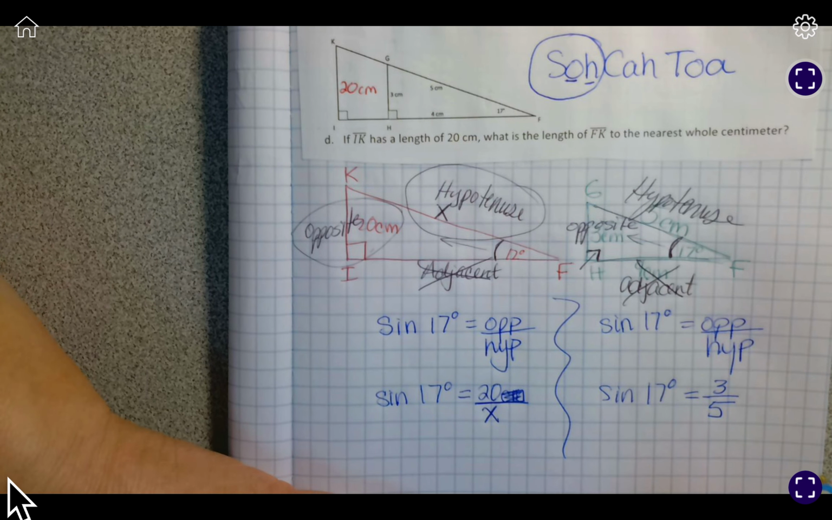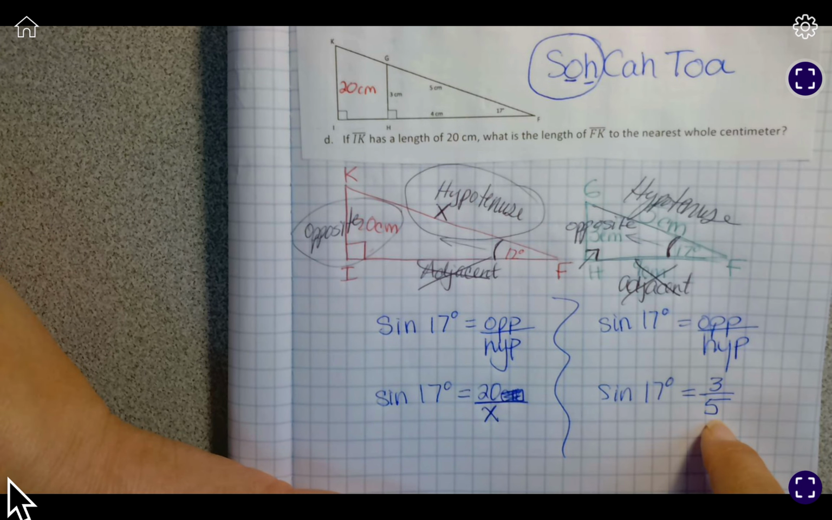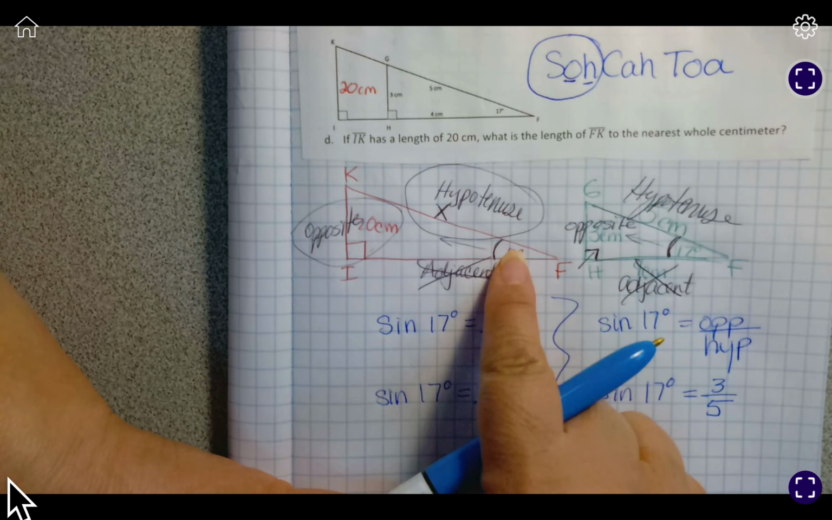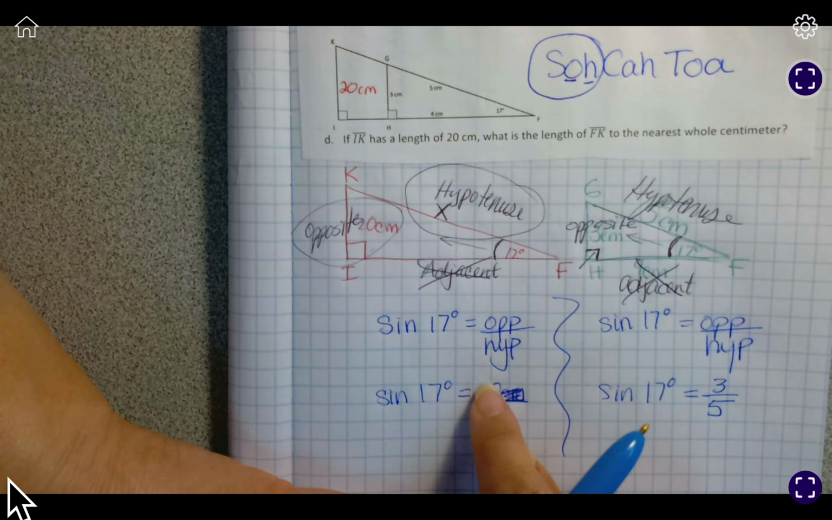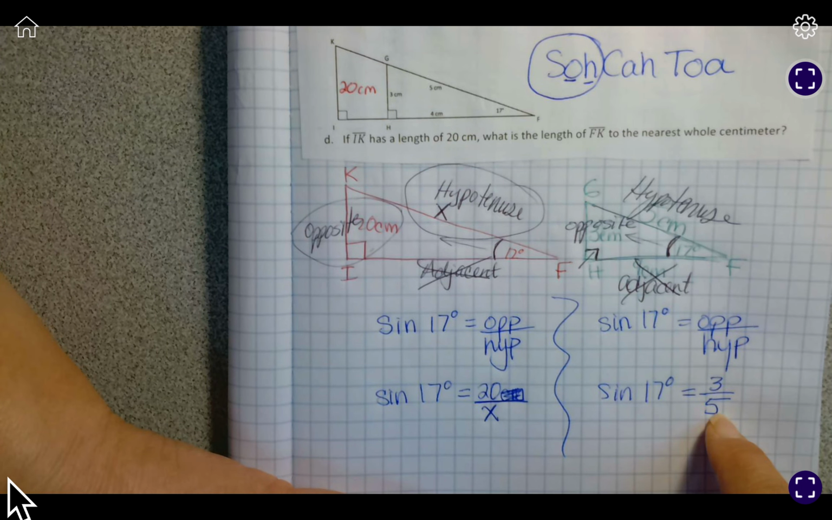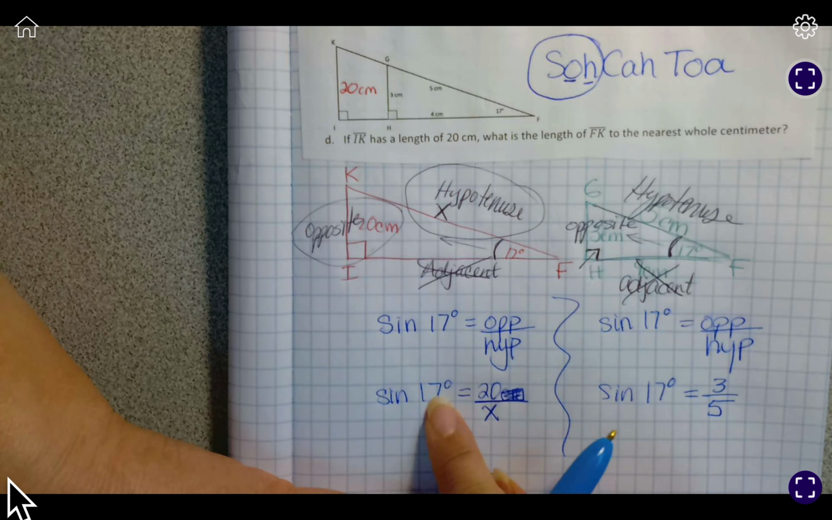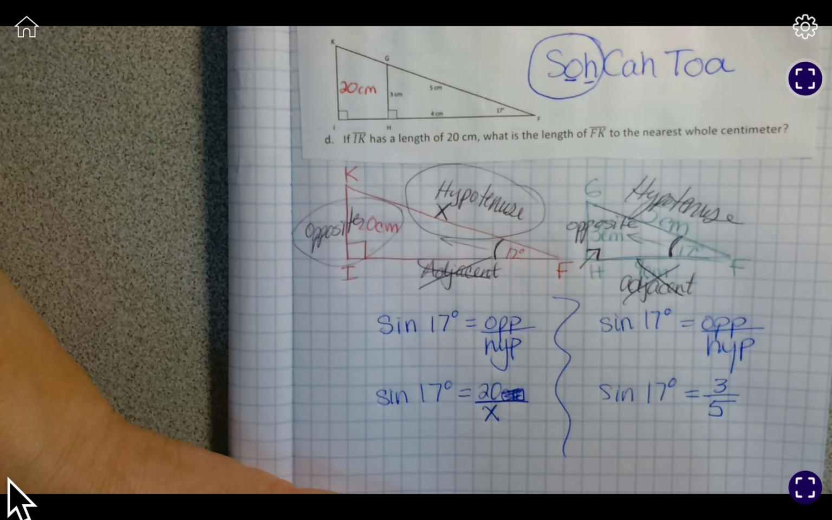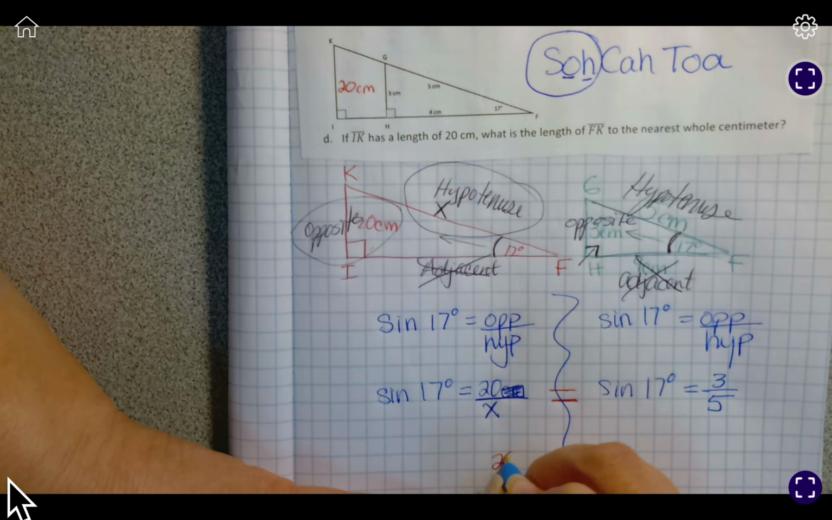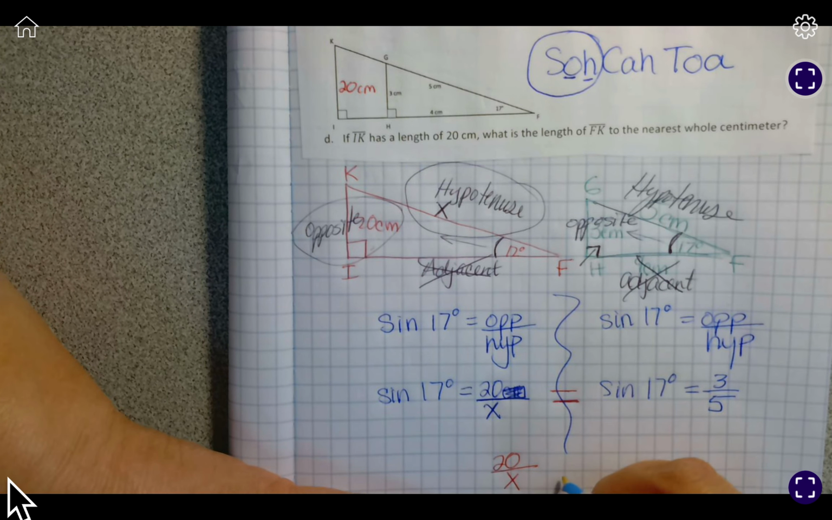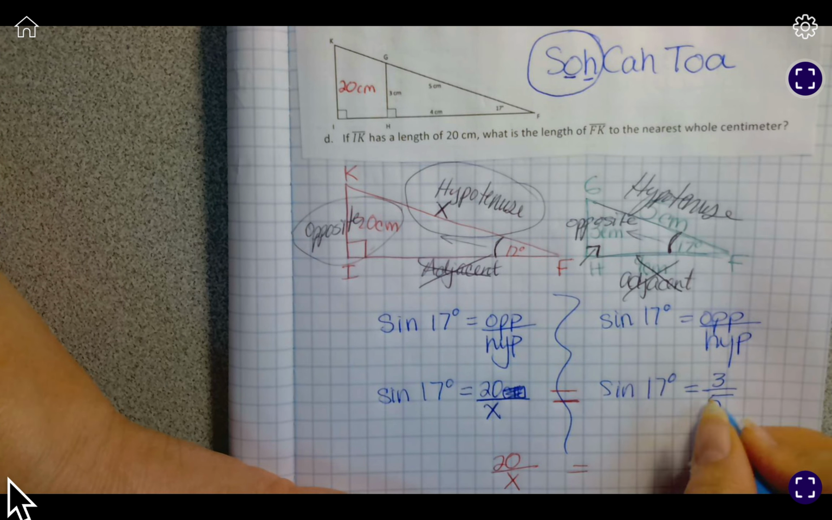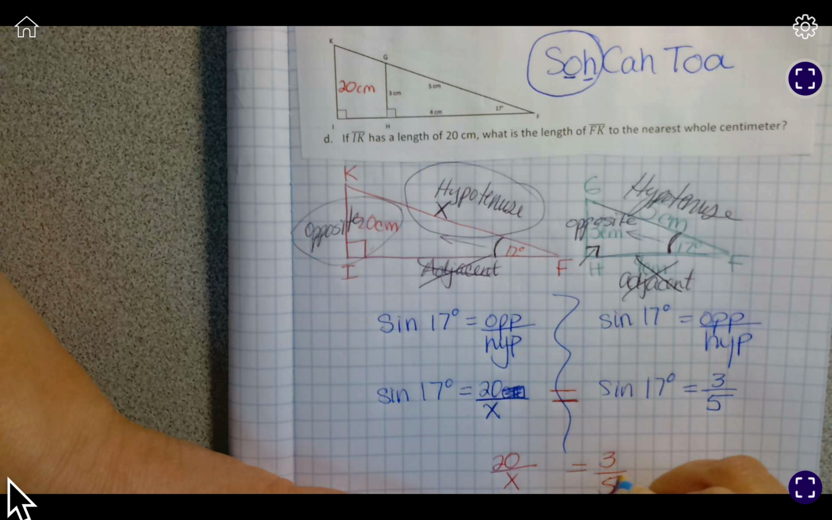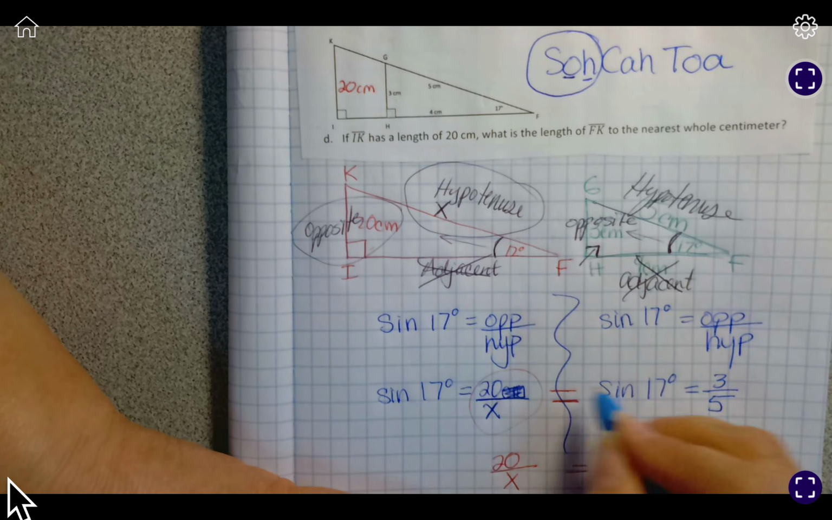Okay. Since I did the opposite and the hypotenuse of these, and these are similar triangles, they have the same angles, that means that when I divide these, it should be the same as when I divide these, which is what the sine of 17 degrees represents. So then I can just take this, should be equal to that. So I'm just going to rewrite that. 20 over x should be equal to 3 over 5. This should equal this because these are the same.